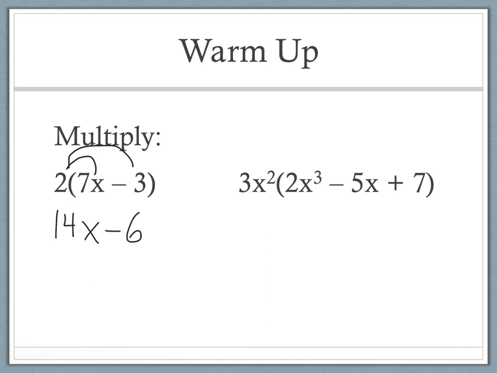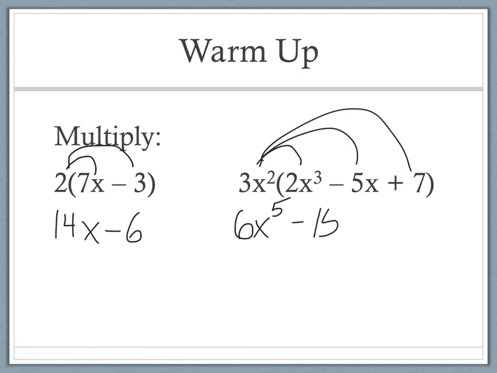Now the next one, let's go ahead and distribute this. We've got to distribute to all 3 of them. So that leaves me with 6x to the, remember we're going to add our exponents, so to the 5th minus 15x to the 3rd, since I have 2 and then 1x, then plus 3 times 7 is 21x squared.